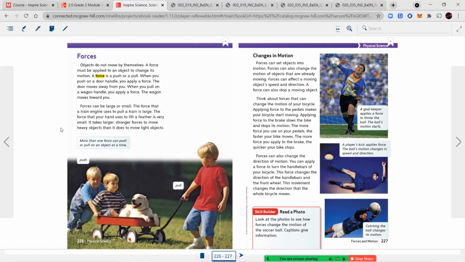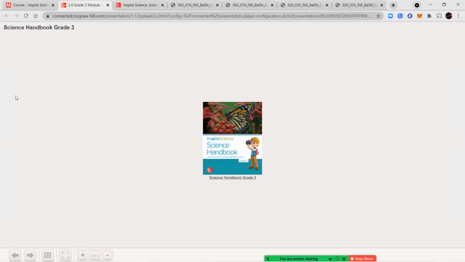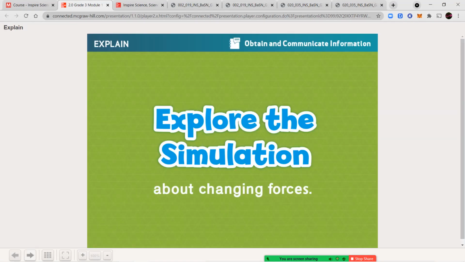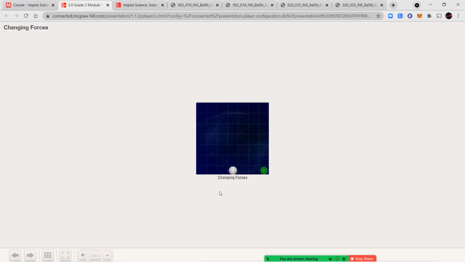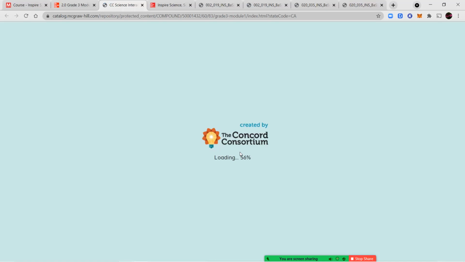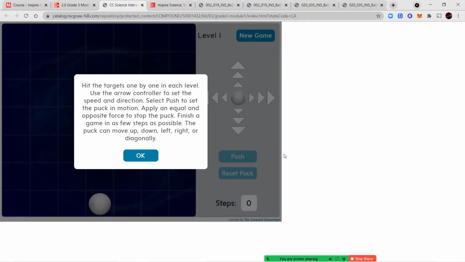Next, we're going to go into page 26. And for page 26, we're going to explore a simulation about changing forces. So we're going to hit the targets in each level, use the arrow controllers to set the speed and direction. Select push to set the puck in motion. Apply an equal and opposite force to stop the puck. Finish a game in as few steps as possible. The puck can move up, down, left, right, or diagonally.